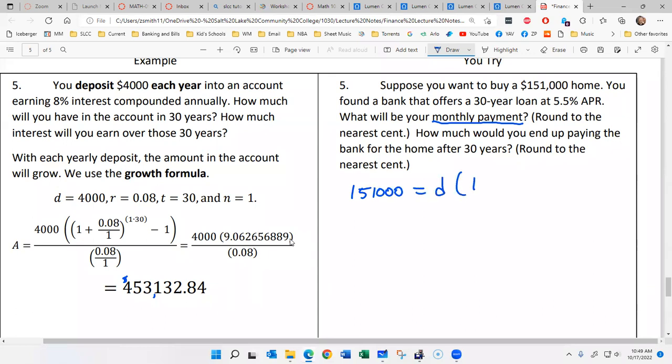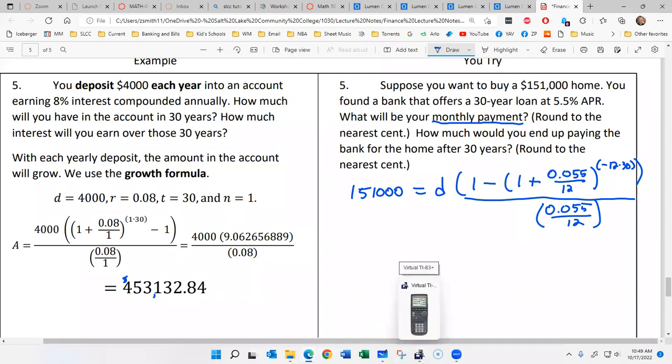D times 1 minus, parenthesis, 1 plus 0.055 interest rate over, we're doing monthly payment, so N is 12, parenthesis, negative 12 times 30, double close. We want this thing to close. We have our house paid off. Denominator is the R over N. So we just plug that in, right?